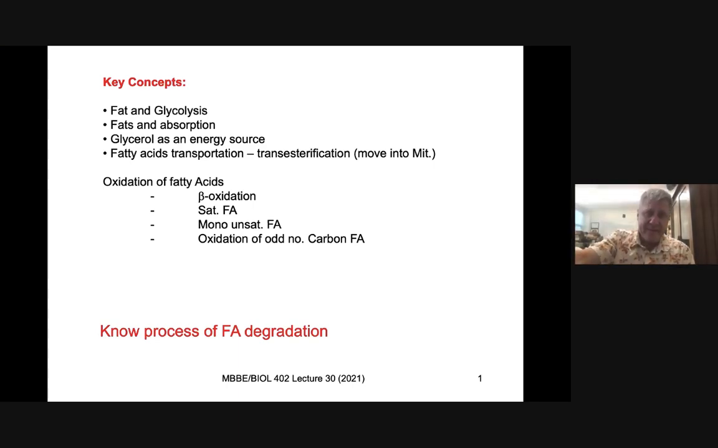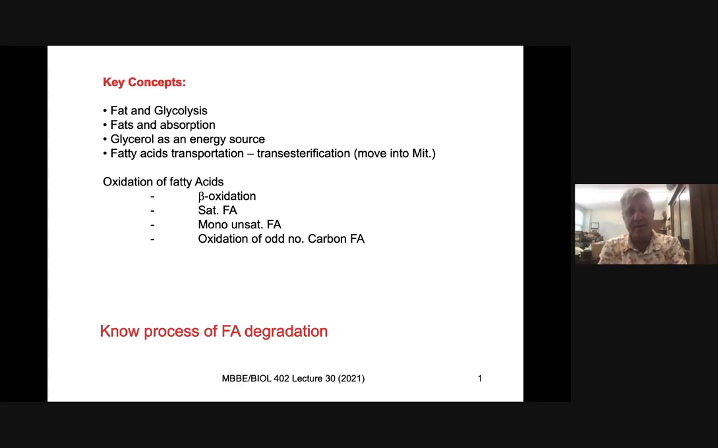We're going to look at fatty acids and glycolysis, and also fats and absorption, because this is a key transport system that we need to move these fats into particular organelles. We're also going to see the issue of our triacylglycerols and metabolize those long-chain fatty acids, but also metabolize the glycerol backbone as a form of energy. So we're not wasting anything in regards to our triacylglycerols.